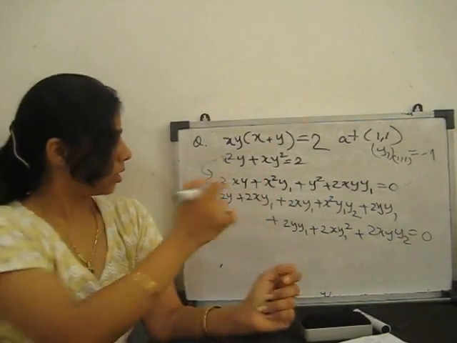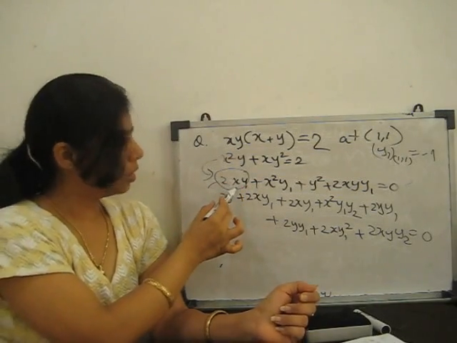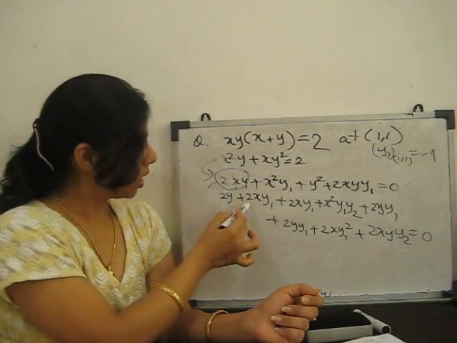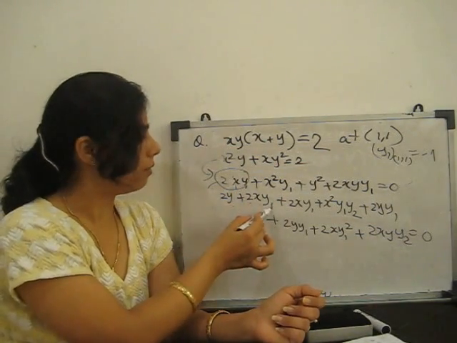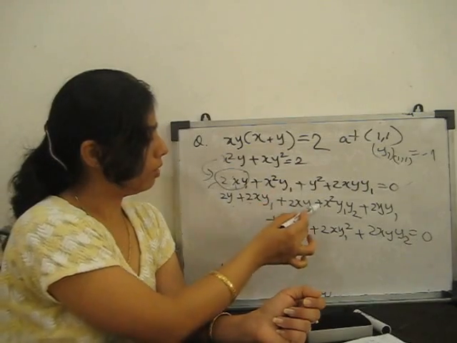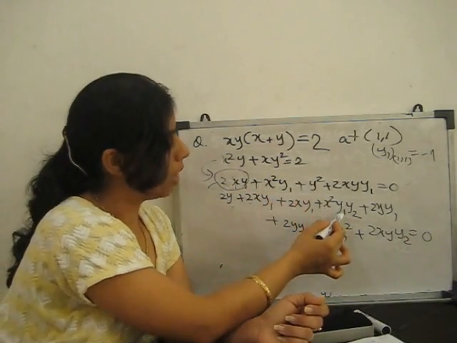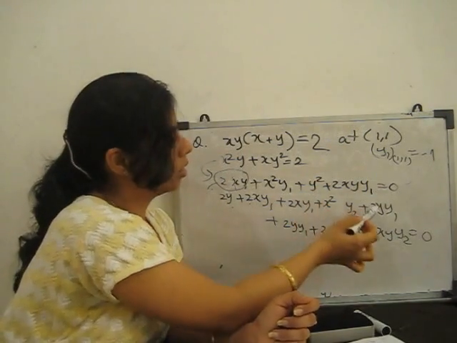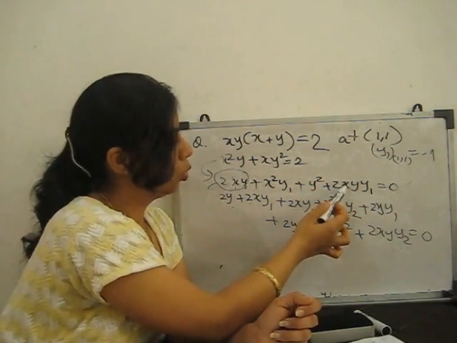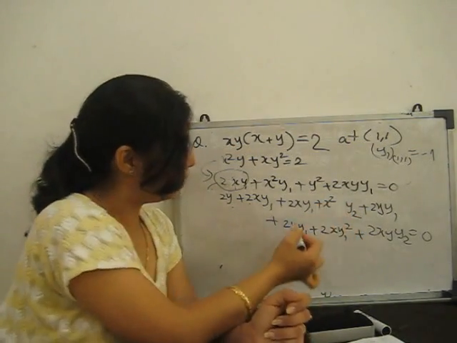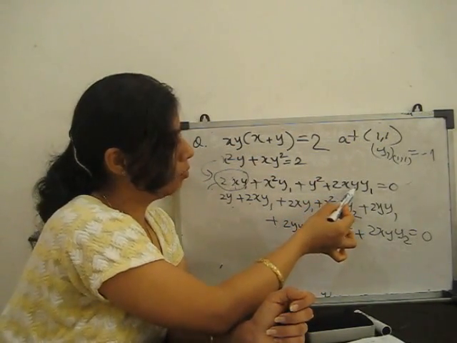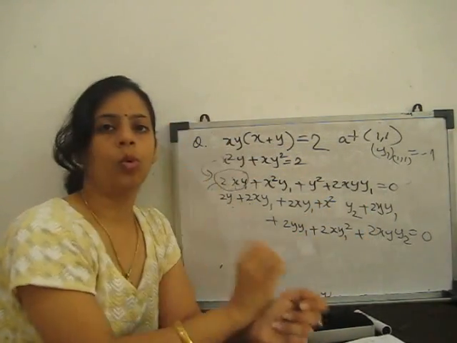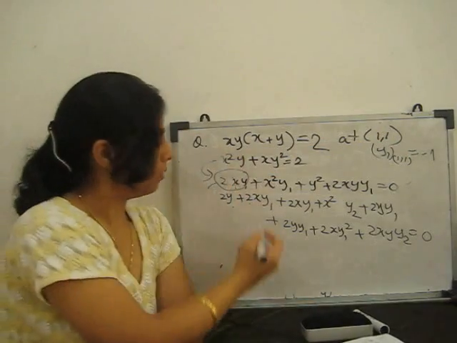Clear? Taking each term, first differentiate with respect to x. So x is 1, 2y. 2x is as it is, derivative of y is y1. Similarly, this gives 2x y1, plus x square as it is, y1 gives y2, so x square y2. This 2y y1 gives 2x is 1, 2y y1. Then 2x is as it is, y gives y1, so 2x y1 square, then 2x y2 equal to 0.